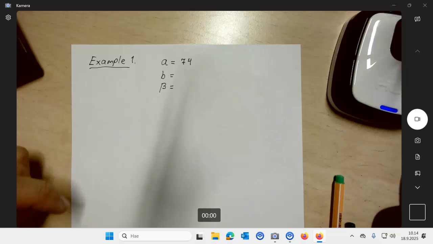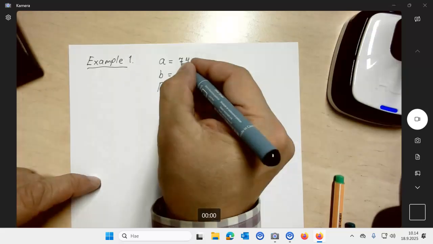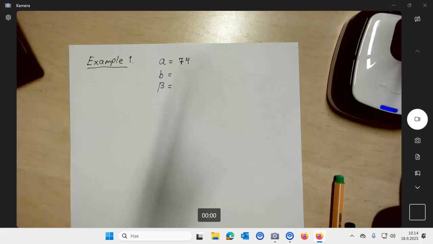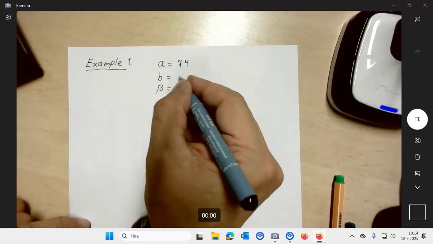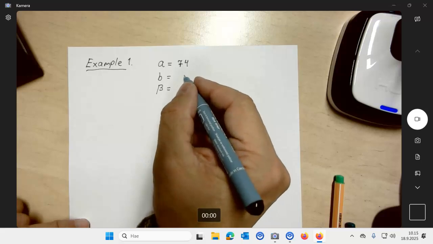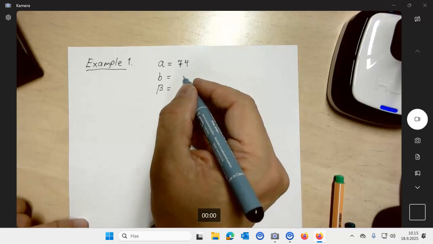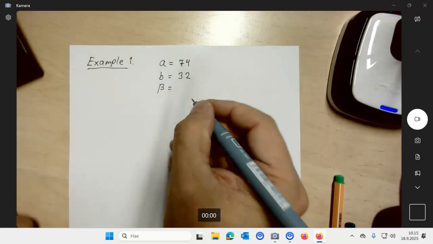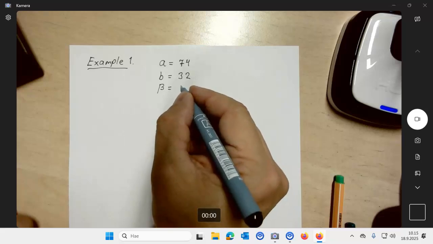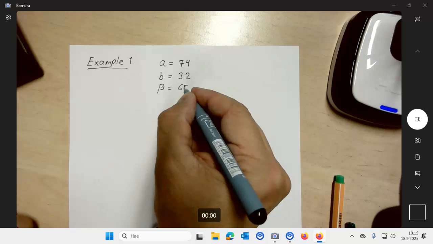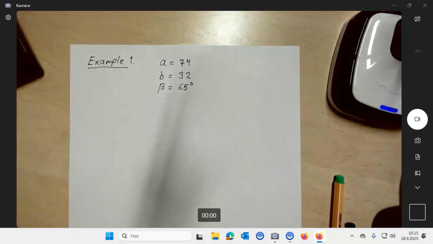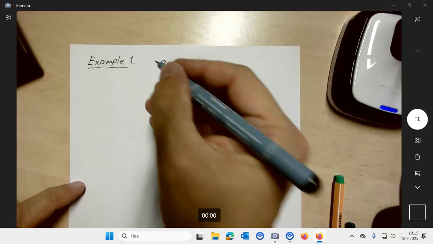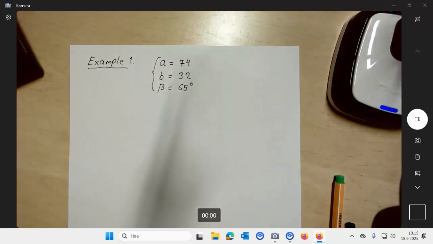74. It's okay. Yeah, you would like to get some harder one. Yeah, this is okay. How about B? 32. And what about the angle? 65 degrees. No, this is too hard for an example. Maybe simple maths.